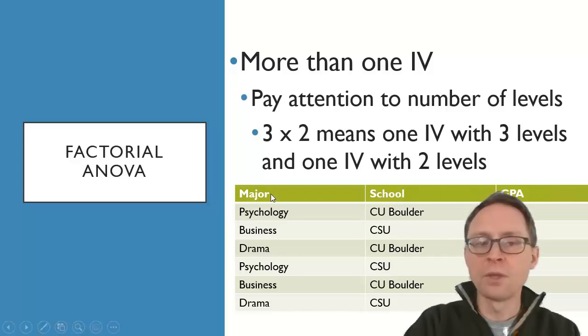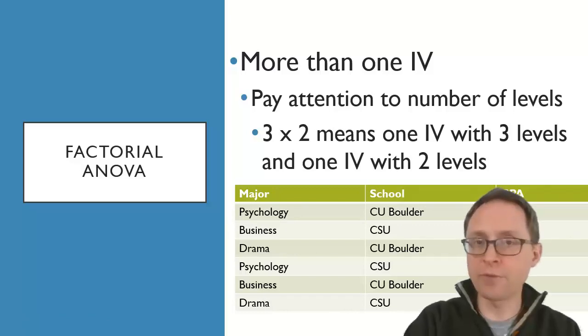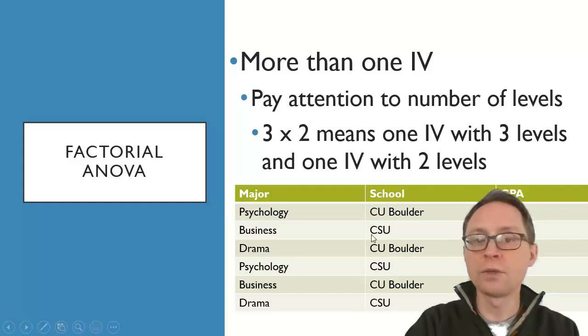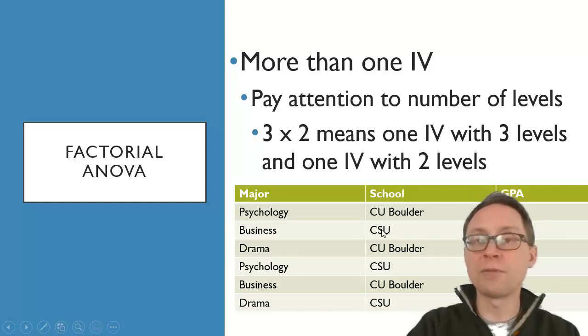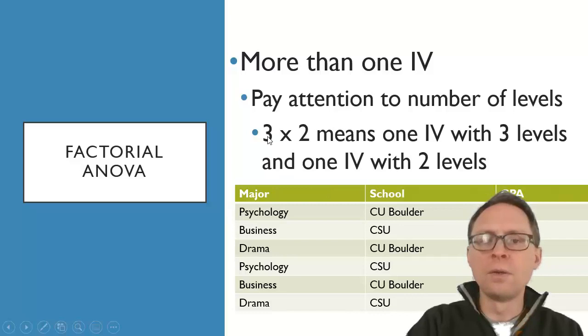All right? So major is a factor, and it has 1, 2, 3 levels. School is a separate factor, a separate variable, and it has 1, 2 levels. CU Boulder is one level, CSU is another level. We would call this a 3x2 analysis of variance. 3 because the first factor has 3 levels. By 2 because the second factor has 2 levels.